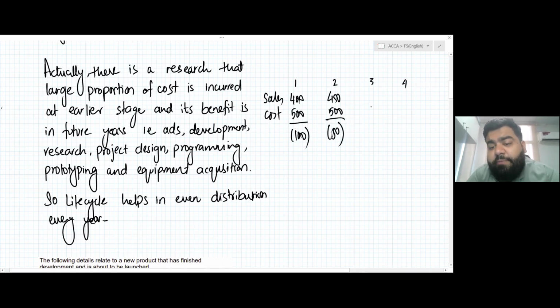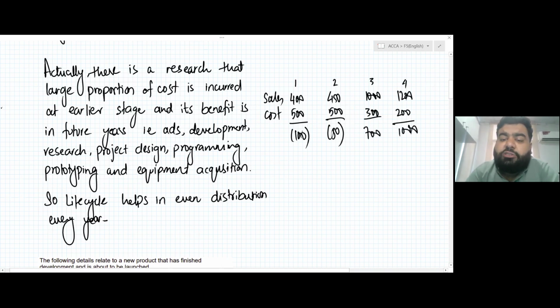But over the time, this cost will decrease, maybe 300, 200, because over the time, you are achieving the economies of scale, you are understanding the market, so you manage to control the cost. But your revenue is now maybe 1000, maybe 1200. Now you are gaining a lot of profit, like 700 and then 1000. So it's the game that with the passage of time, cost gets lower, sales gets higher, your profit is increased.